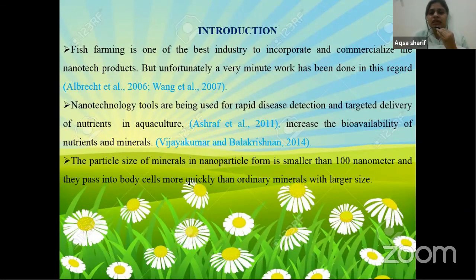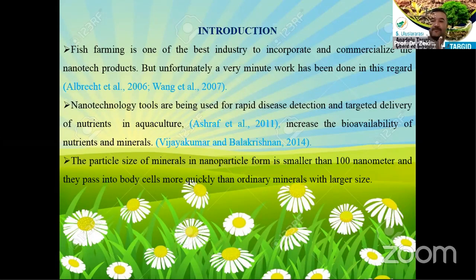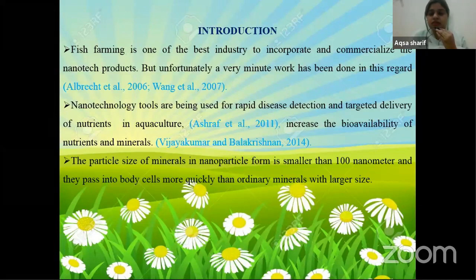Fish farming is the best industry to incorporate and commercialize nanotech products, which are in the nano size range of less than 100 nanometers. But unfortunately there is very scarce work in this regard. Nanotechnology tools are being used for rapid disease reduction and targeted delivery of nutrients in aquaculture, and they also increase the bioavailability of nutrients and minerals to the fish. The particle size of minerals in nanoparticles is smaller than 100 nanometers.